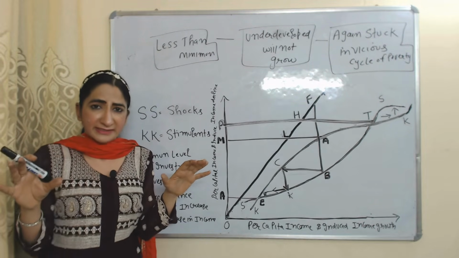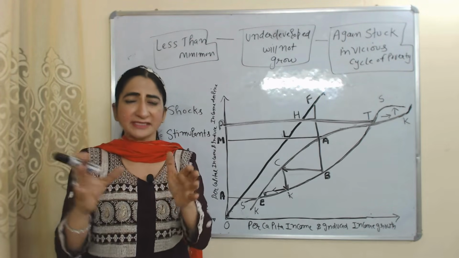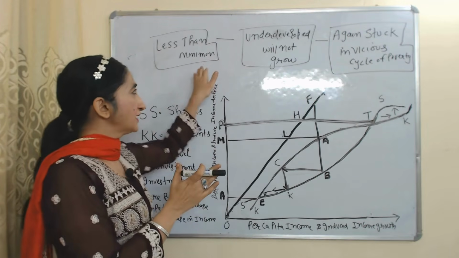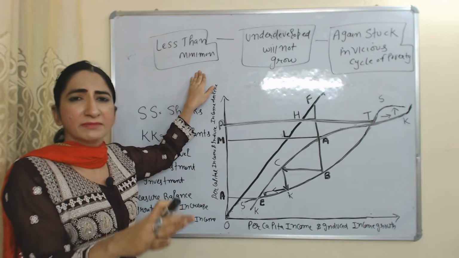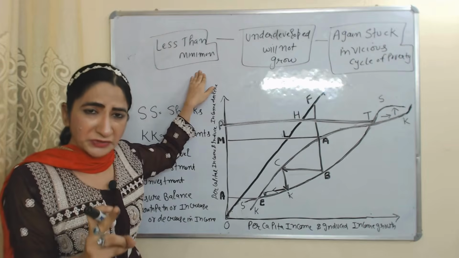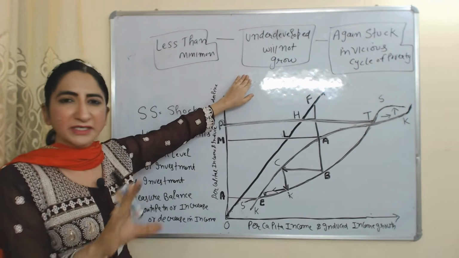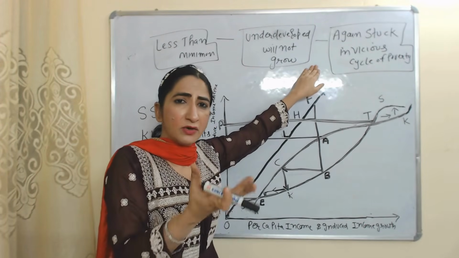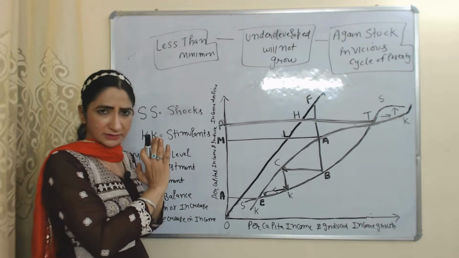As we earlier discussed, a minimum level of investment is necessary for growth of an underdeveloped country. But if an underdeveloped country makes an investment which is less than the minimum level, or we can say below the minimum level, then the underdeveloped country will not grow. It will again be stuck in the vicious cycle of poverty. But why? We will clearly understand with the help of this diagram.